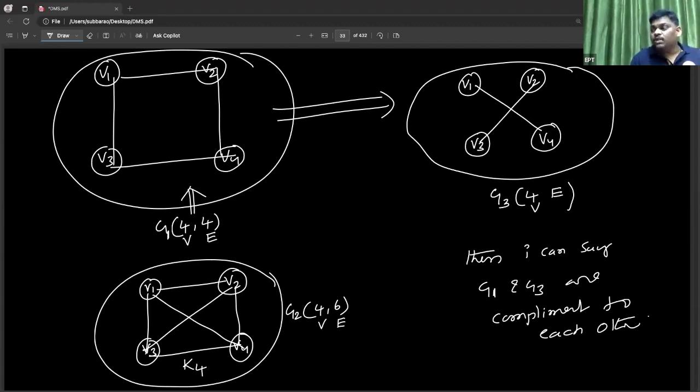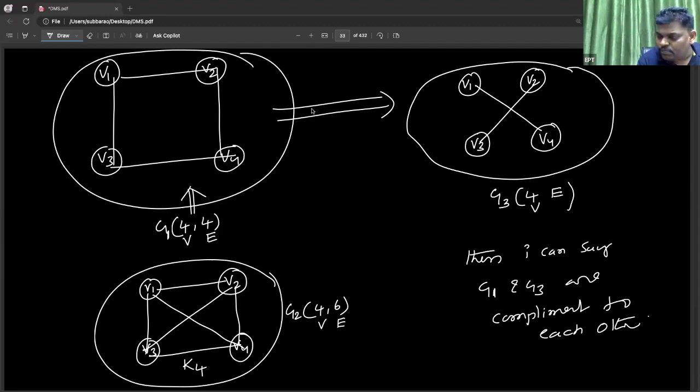What is the answer? G5 has 25 vertices. G6 also has 25 vertices. And one more thing, if G5 has 7 edges, what you will do is first find the complete graph. From that complete graph, remove those 7 edges and write the remaining edges in G6. Then I can say G5 and G6 are complements of each other.